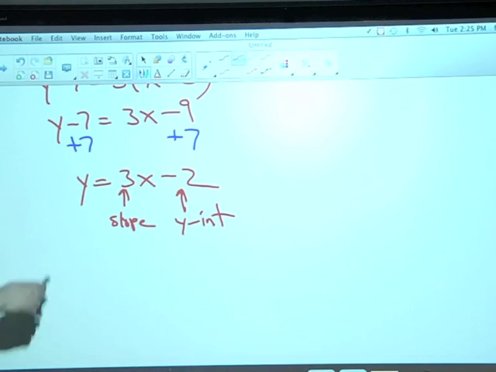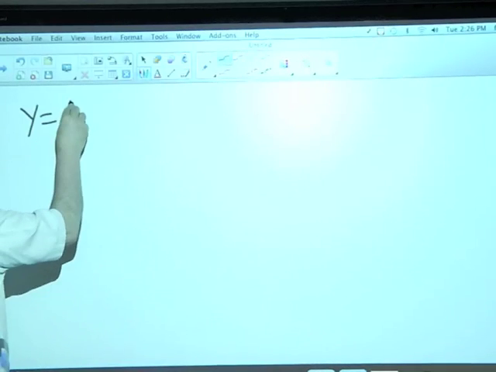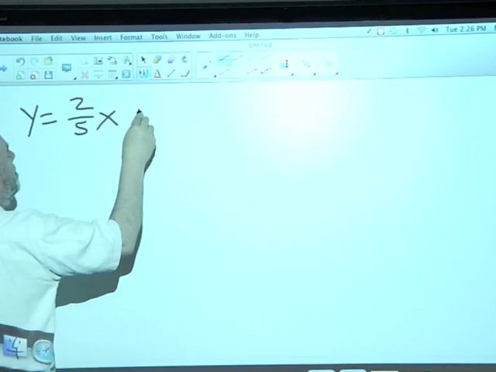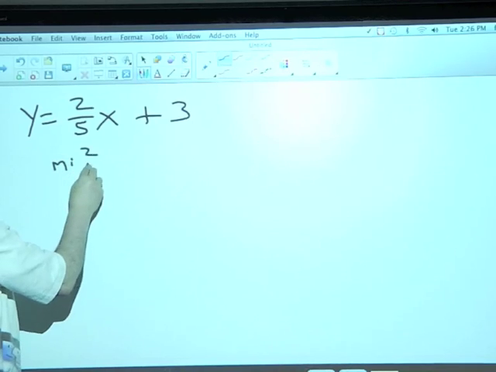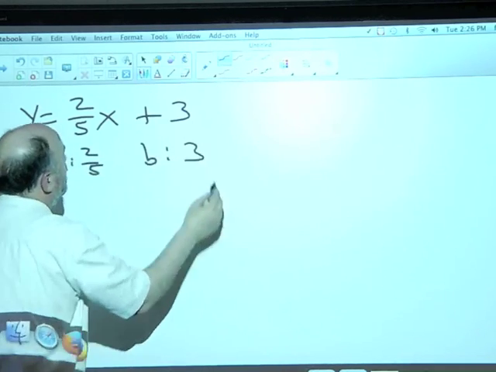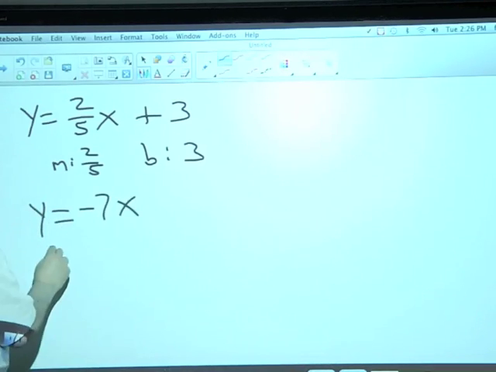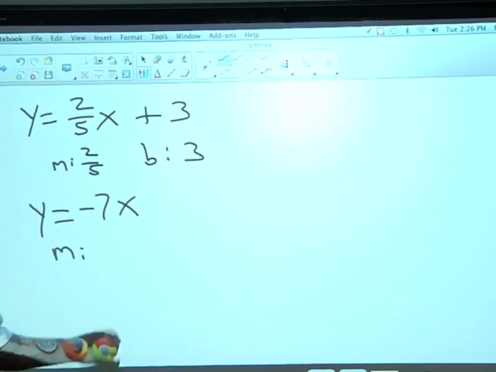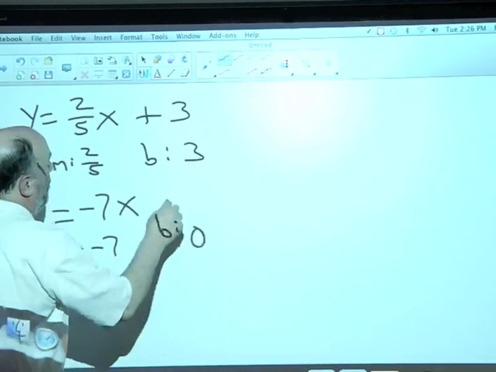So, for example, given y equals 2/5 x plus 3, what's the slope? 2/5. What's the y-intercept? 3. M is 2/5, B is 3. Y equals minus 7x. What's the slope? -7. What's the y-intercept? 0. After all, there's no number there, right?